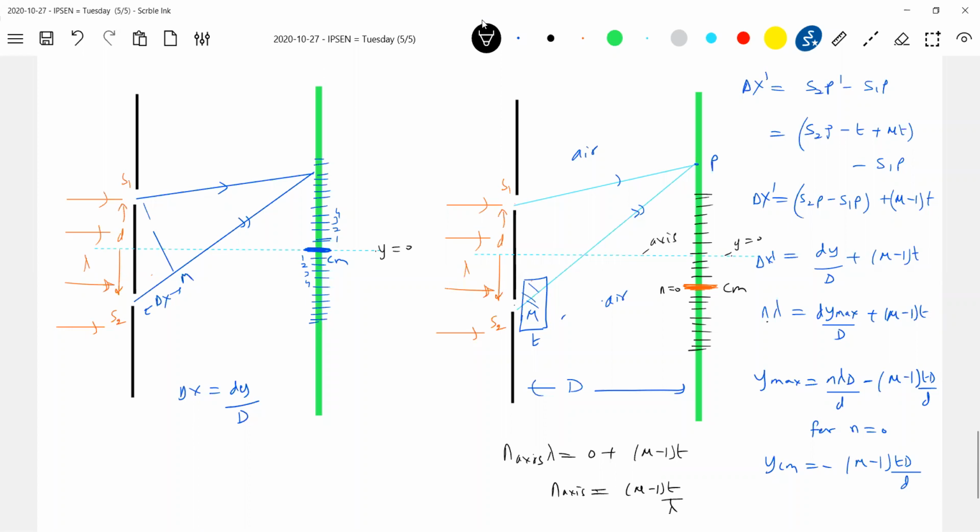Getting this? Now similarly, I want the order of interference exactly opposite to slit S1. So you do one thing: what is the value of y? y should be equal to d by 2. So with that you'll get the order of interference exactly opposite to the slit S1.